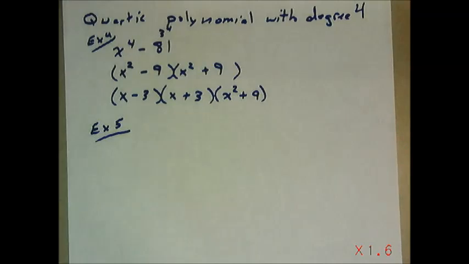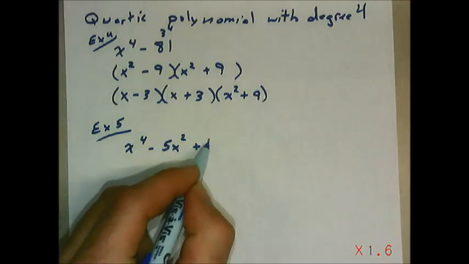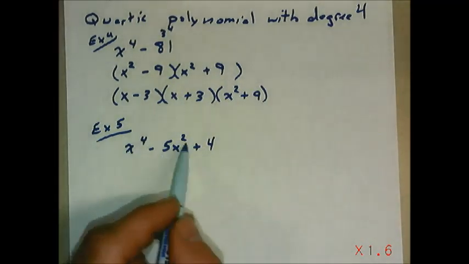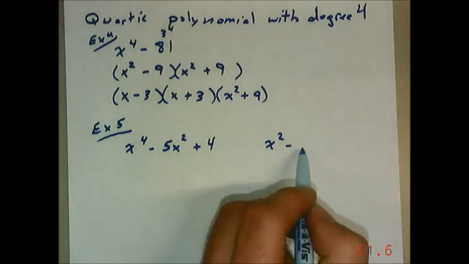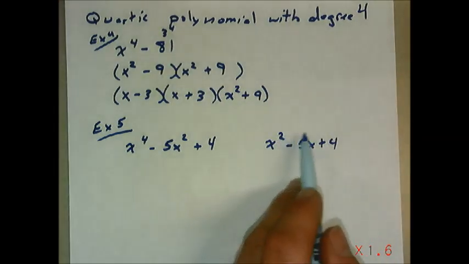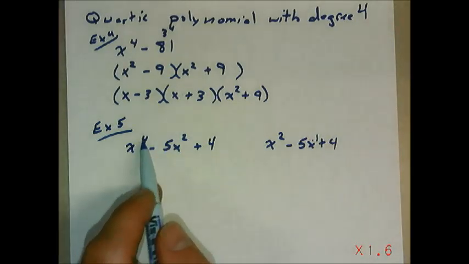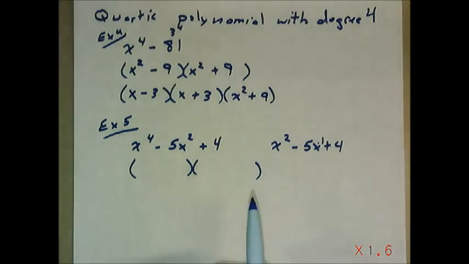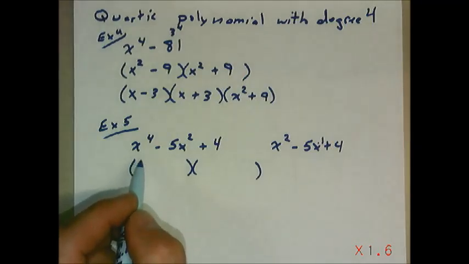If we look at example 5, let's take x to the 4th minus 5x squared plus 4. Notice our exponents, we have x to the 4th and we have x squared. And if you remember, this looks very similar to if we had x squared minus 5x plus 4, which was a quadratic. Notice we had a 2 to 1 ratio here, since our exponent here is 1, and here we have a 2 to 1 ratio. So it's going to work very similar to our quadratics. And we're going to notice that quartics and quadratics are very related as we go on through our polynomial unit.